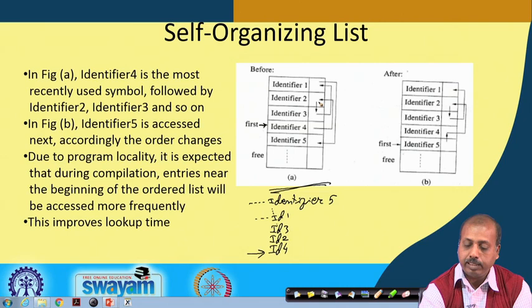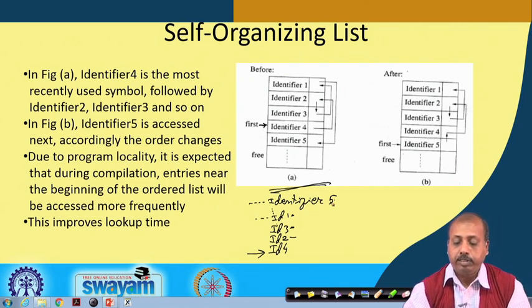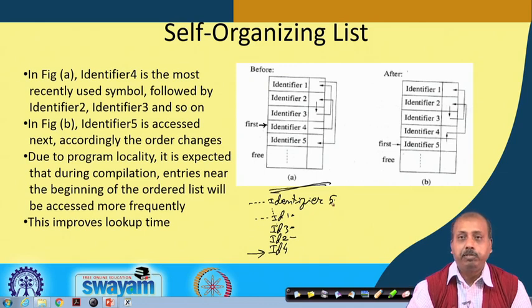Before that we accessed identifier 2 in this statement, before that identifier 3 in this statement, then identifier 1 in this statement, and then identifier 5. So this is the current sequence. Now, what is the advantage? By program locality, it is expected that in the near future we will be accessing in this order only.